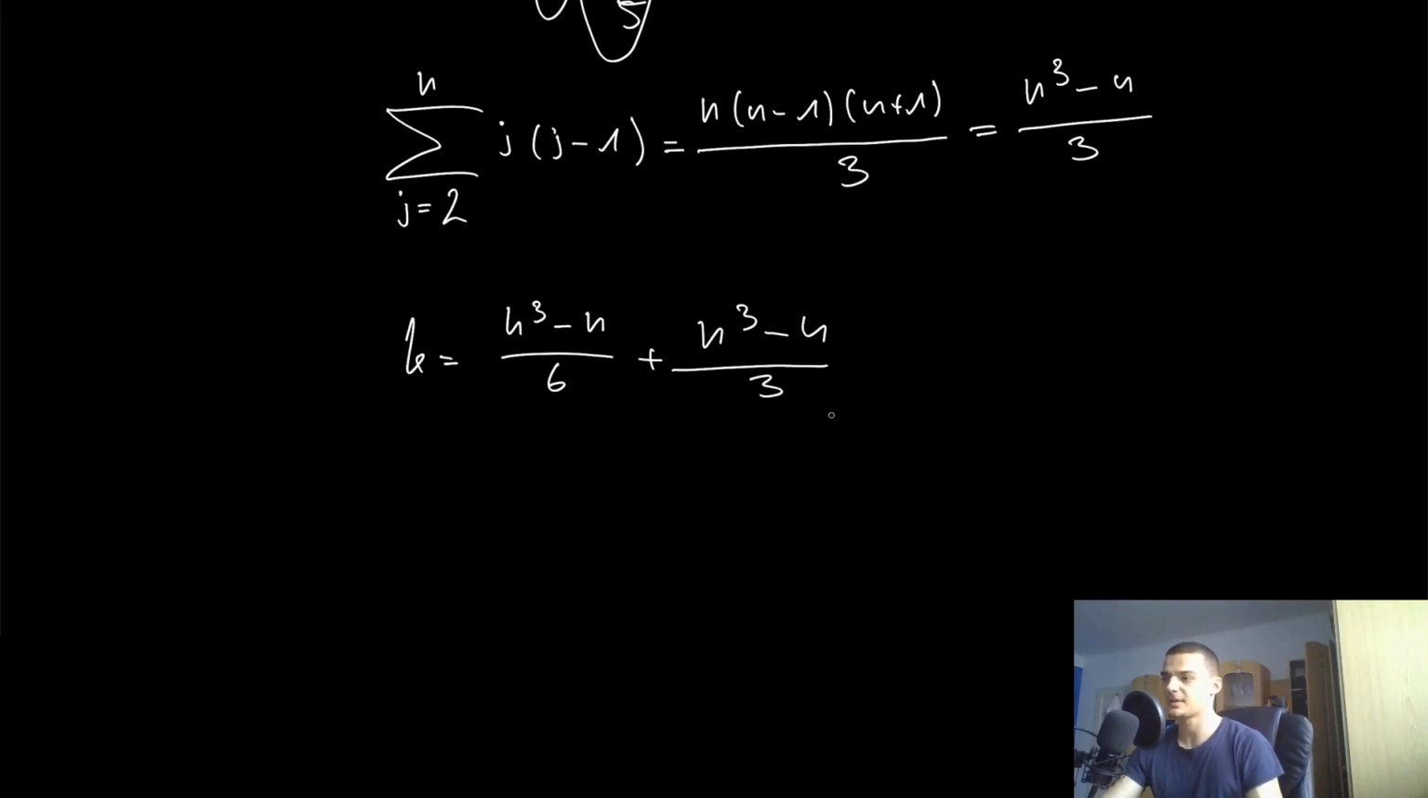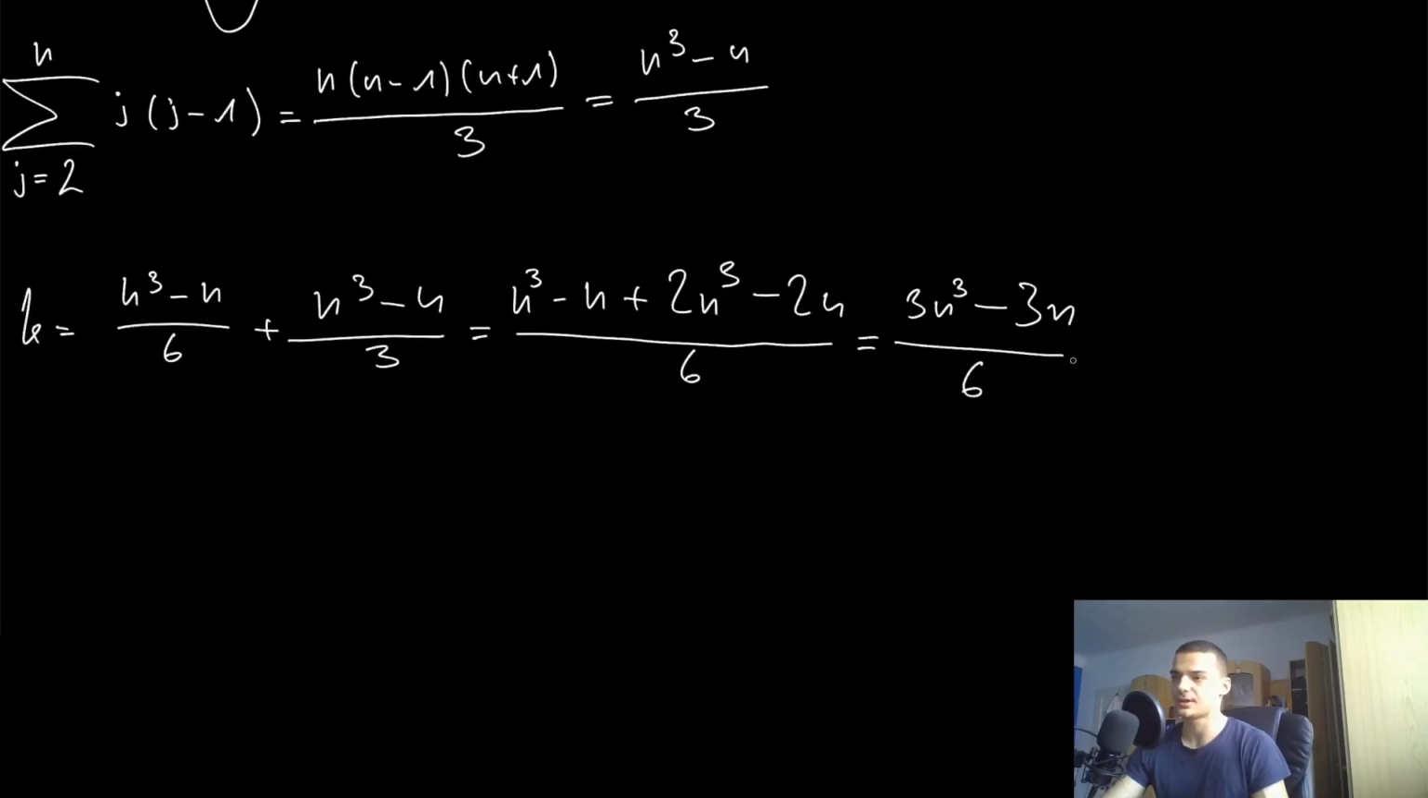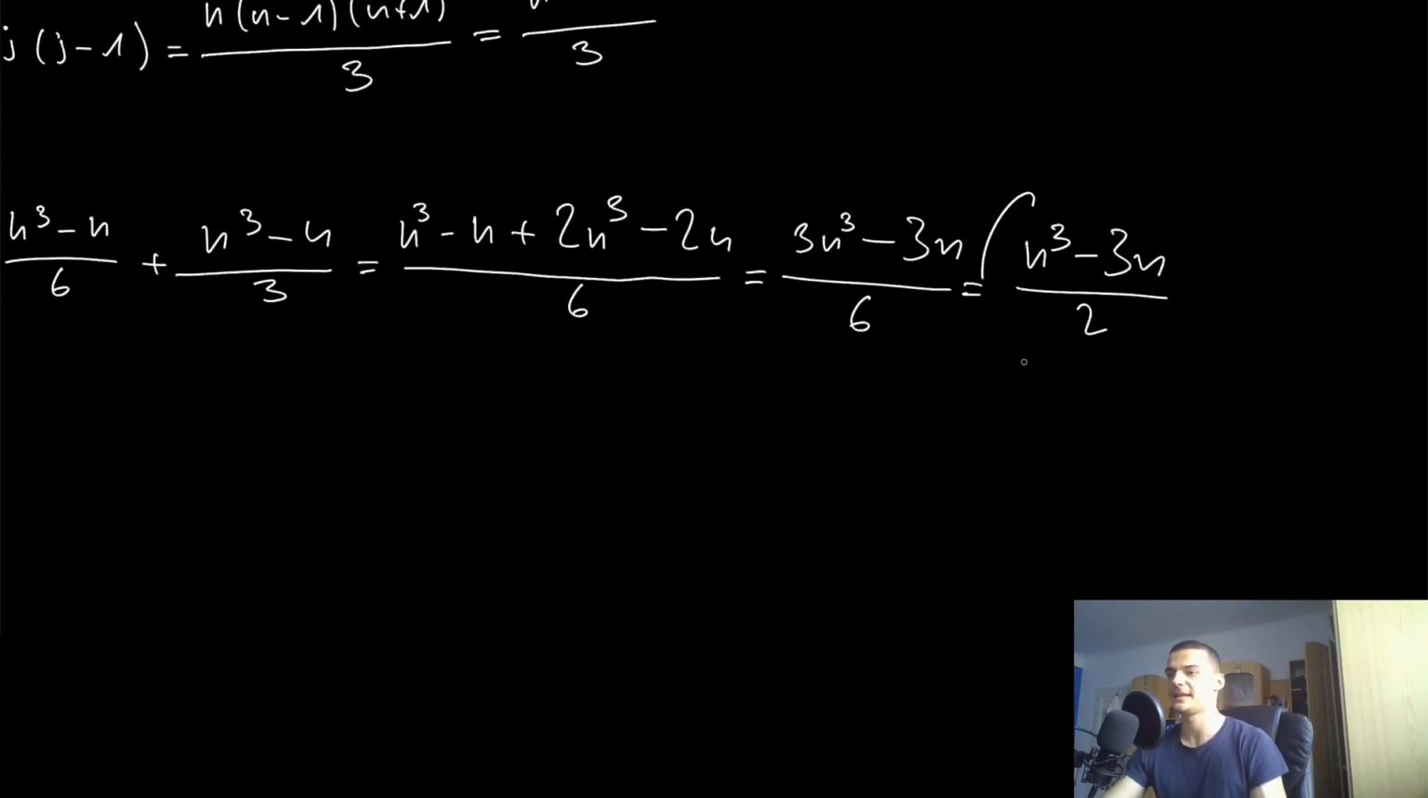Now we could go ahead and multiply this by 2, so we would have n to the power of 3 minus n plus 2n to the power of 3 minus 2n divided by 6, and this in total would give us 3n cubed minus 3n, and I think we would be able to then just extract 3 and cancel it out, so we would end up with n to the power of 3 minus 3n divided by 2. This is the formula for the k value.